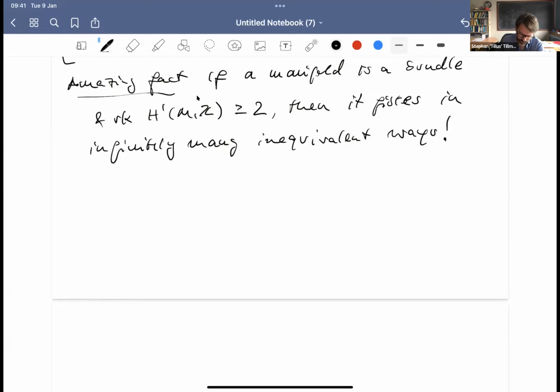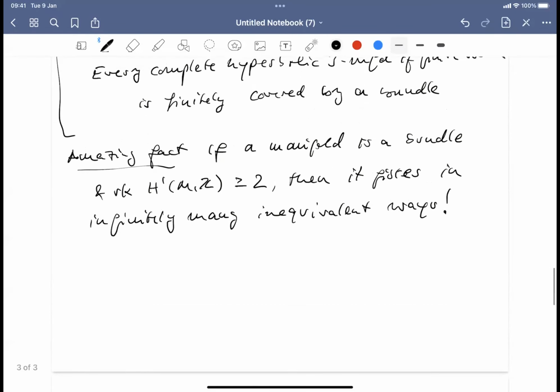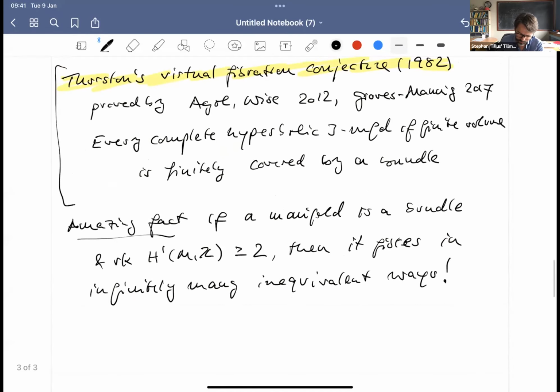Sorry, this fact is about three-manifolds, or is it about n-dimensional manifolds? Here I'm talking about three-manifolds.